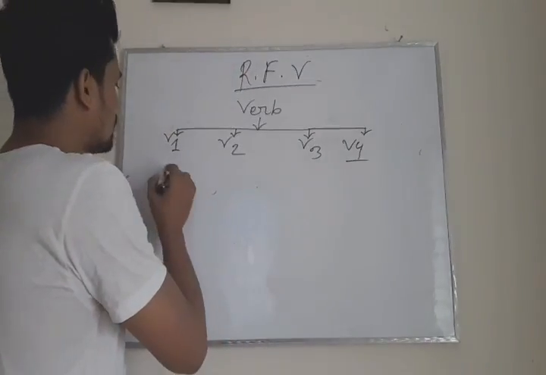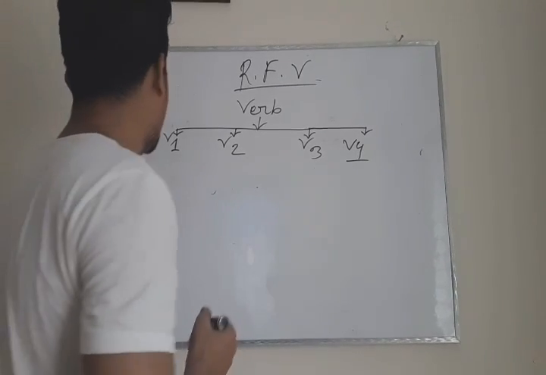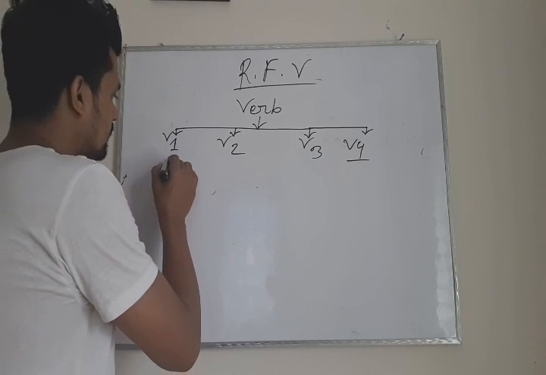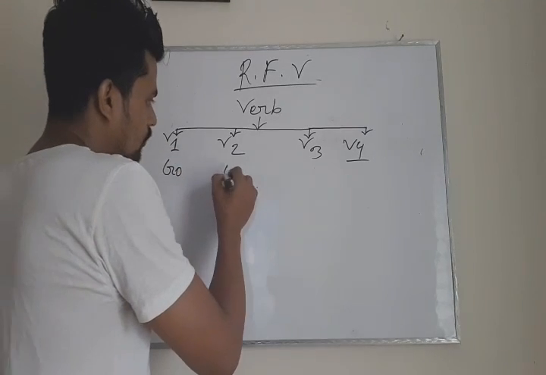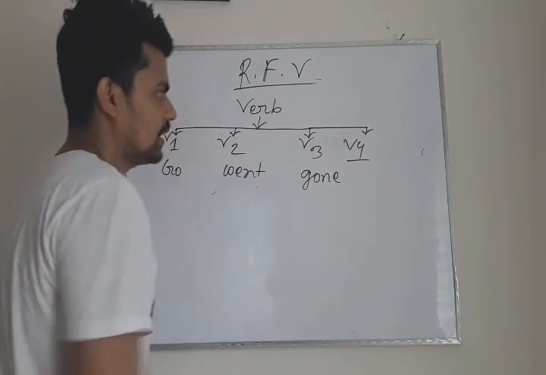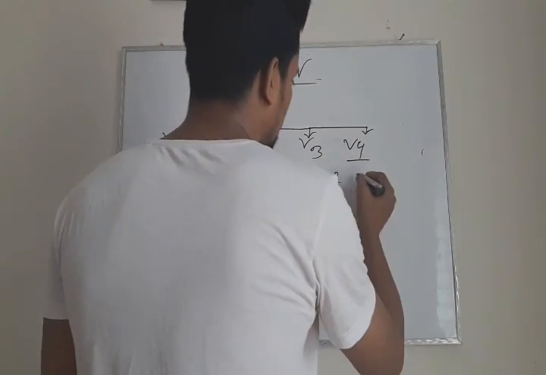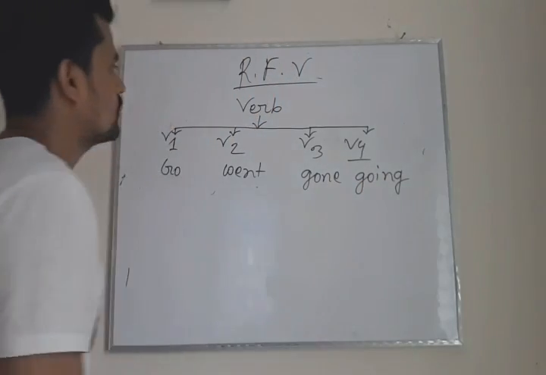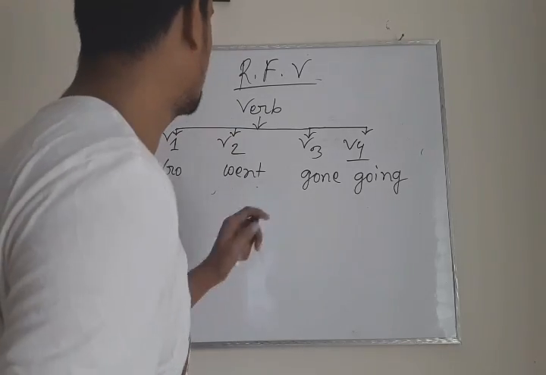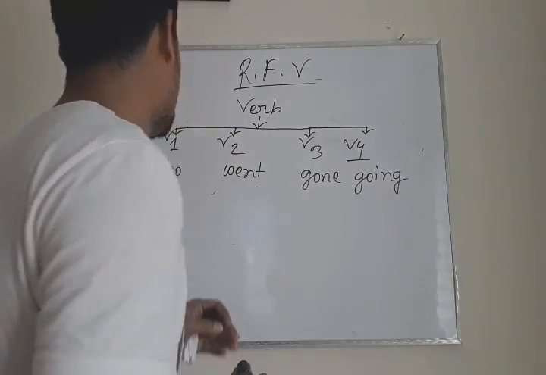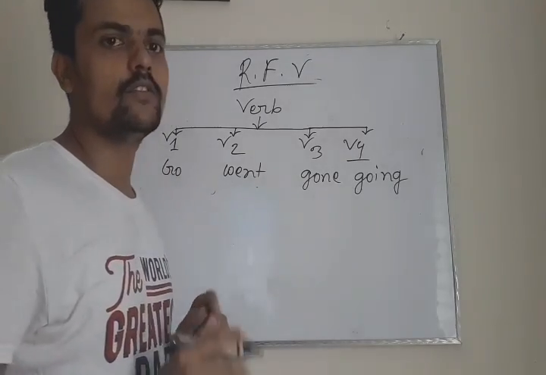Then V1 is called the present form. If we give an example, V1 is go, V2 is went and V3 is gone. If you write the V4 form, that is going, the verb plus ing form. So a verb has four forms: V1, V2, V3 and V4. Today I am going to discuss V1, or the present form.